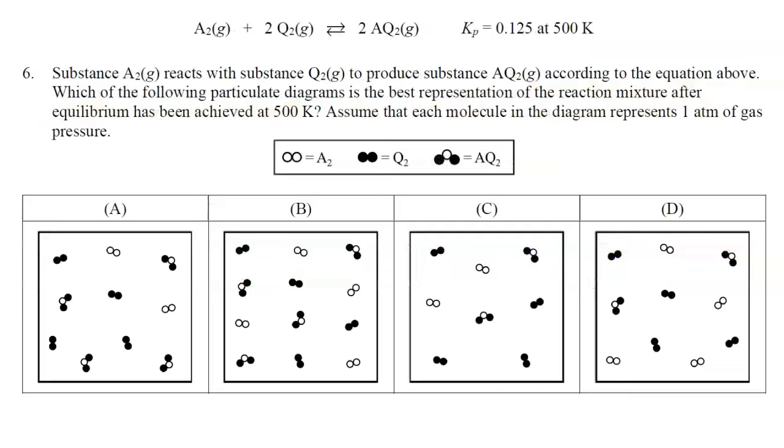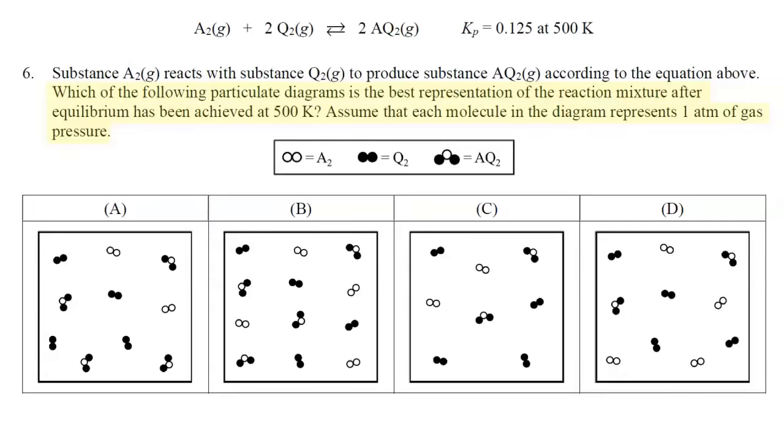Now, let's take a look at question 6. In question 6, it says, substance A2 reacts with substance Q2 to produce substance AQ2 according to the equation above. And the question asks, which of the following particulate diagrams is the best representation of the reaction mixture after equilibrium has been achieved at 500 Kelvin? Assume that each molecule in the diagram represents 1 atmosphere of gas pressure.